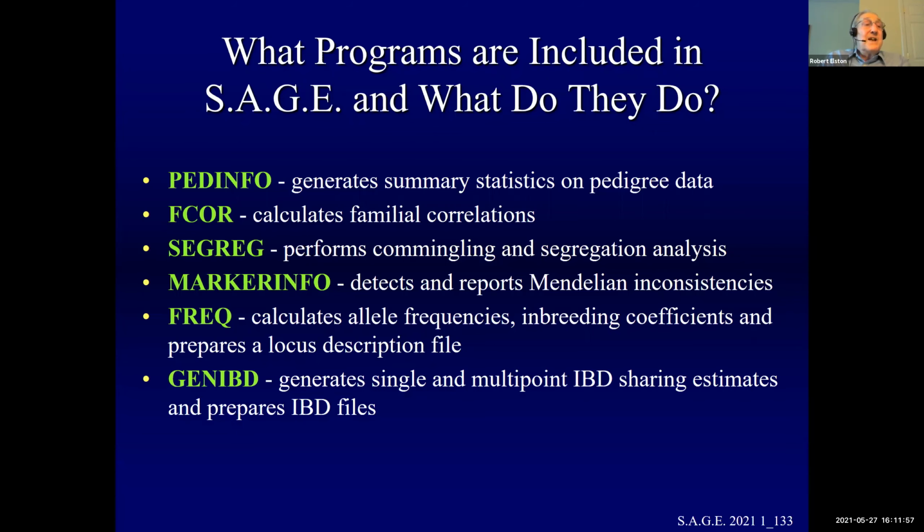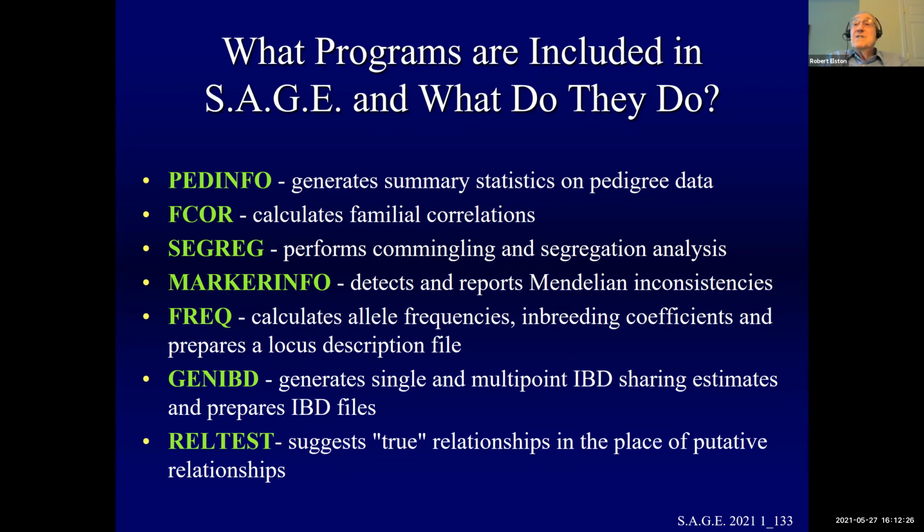GenIBD is a program which generates single and multi-point identity by descent sharing estimates and prepares these identity by descent files, which are used for other programs. I suppose one could use it by itself in some instances, but it's mainly something you'll put into other programs.